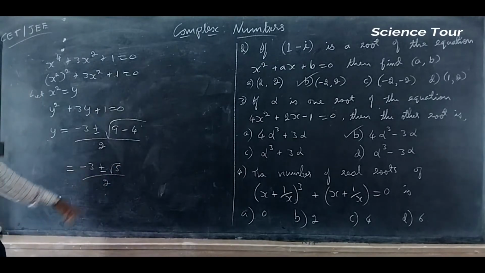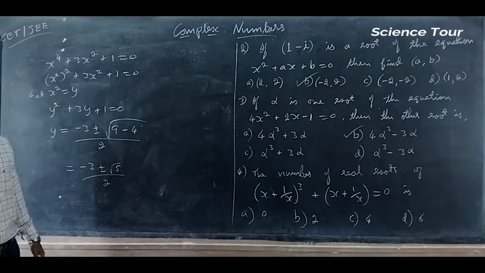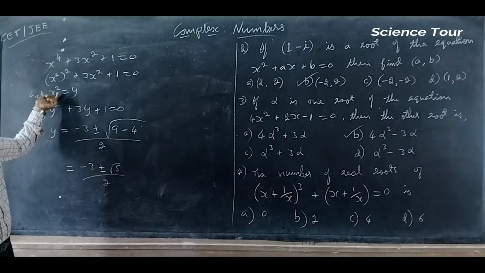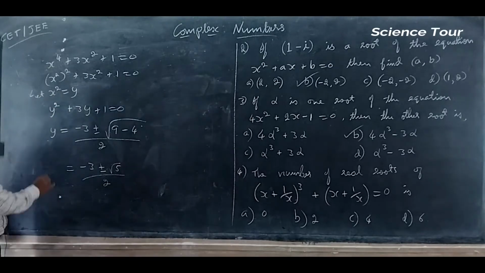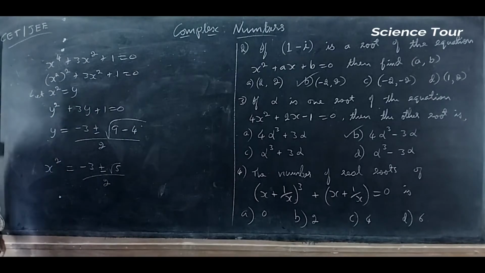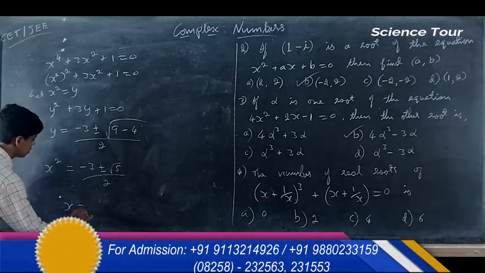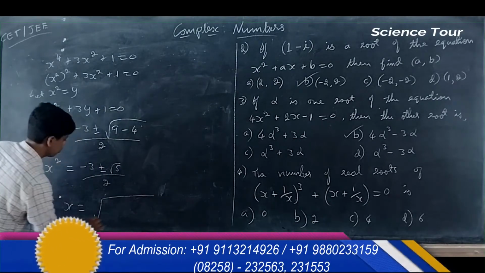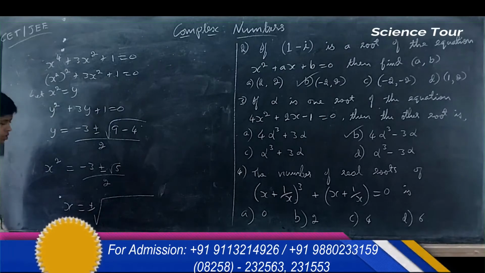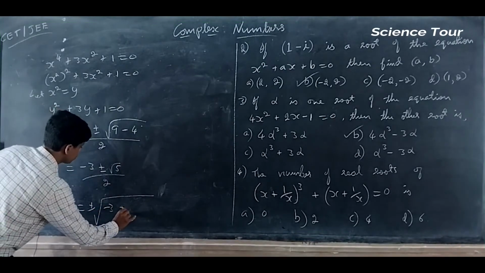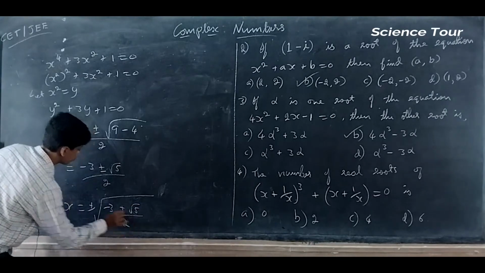You may think that this is real. Yes, of course, this is real. But that is y. We don't need y, we need the value of x, correct? So this is x square. And is it okay? So what about x? That is square root of plus or minus. Okay, so there are two things. Minus 3 plus or minus root 5 divided by 2.